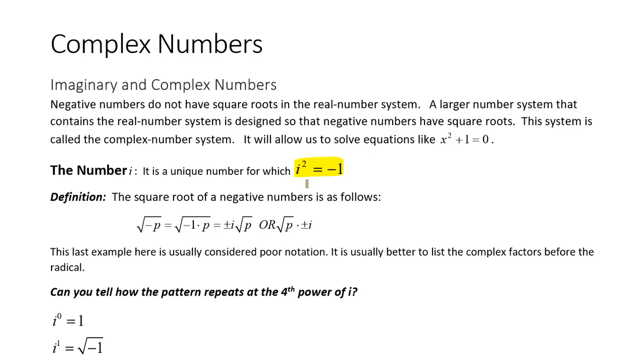The definition of the square root of a negative number is as follows. If you take the square root of negative p, this is equal to the square root of negative 1 times p, or we can say this equals plus or minus i root p. Or we can say it's equal to the square root of p times plus or minus i. This last example here is usually considered poor notation in some situations. It's usually better to list the complex factors before the radicals.